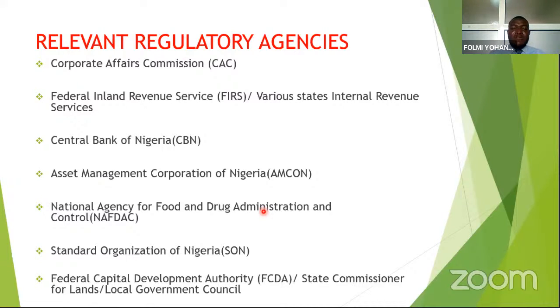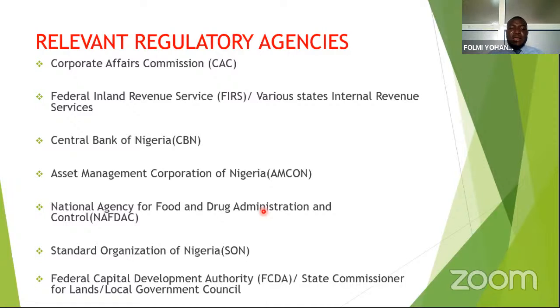That is non-performing loans. When we have non-performing loans in banks, it's the responsibility of AMCON to take over that loan from the bank and pay off the debt so that the bank can have money to lend to other borrowers if they come. For instance, let me give you an example of how AMCON carries out its function.